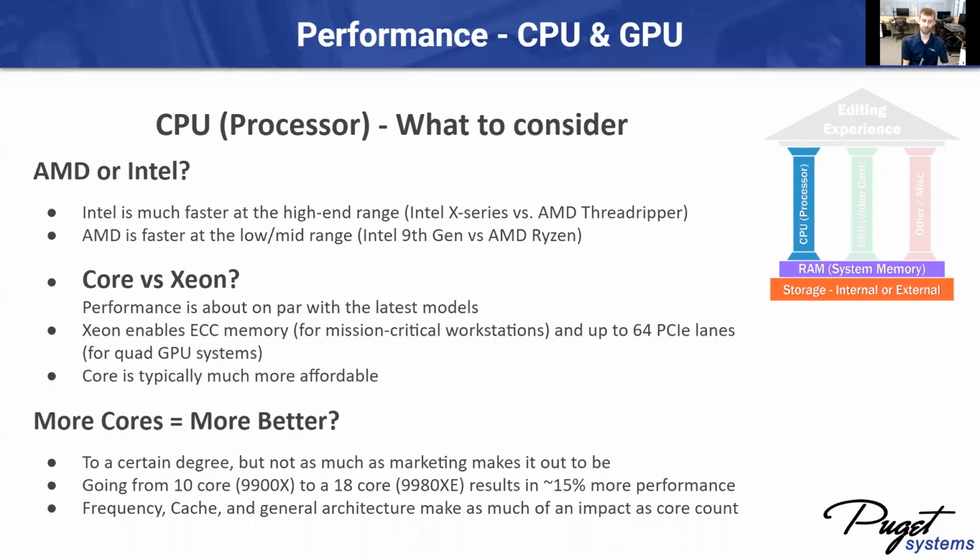Oftentimes the frequency of the CPU, the cache, and general architecture make more of an impact than core count. Going back to this 10 core versus 18 core, that 15% is probably about the same you'd get by going back one generation, which is probably about 10% if you had the same core count and frequency. So going up that many cores is really only the same as changing one architecture. Keep in mind that you can't just look at core count, especially if you're looking at an older CPU because you can get it for a better deal. It could have the same number of cores as a modern CPU, but it's going to be quite a bit slower.